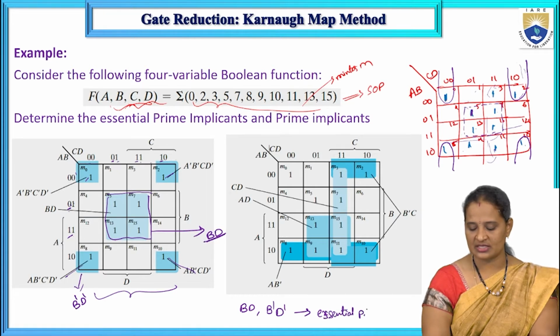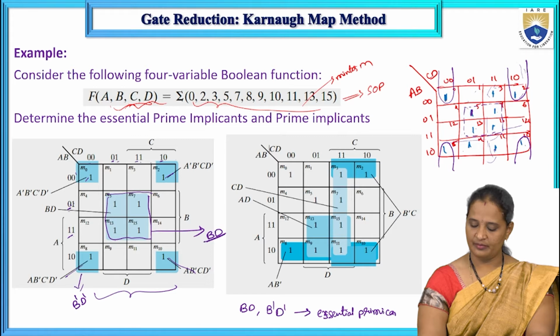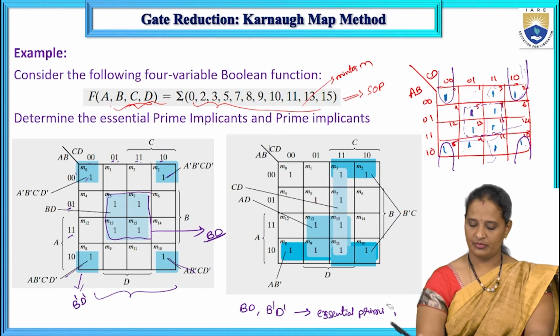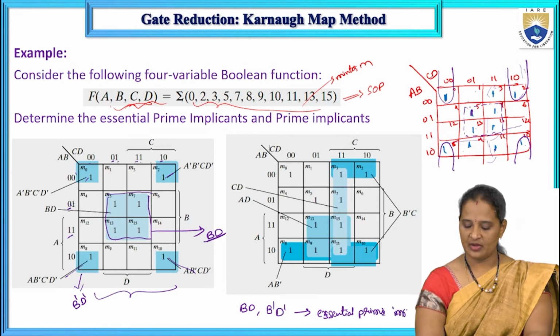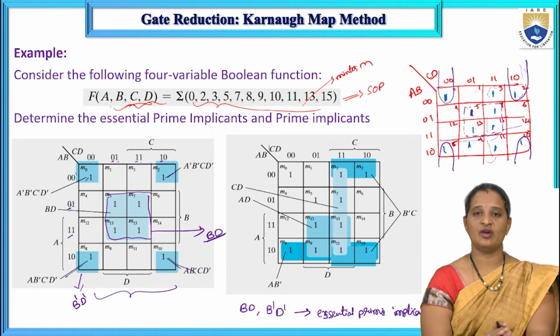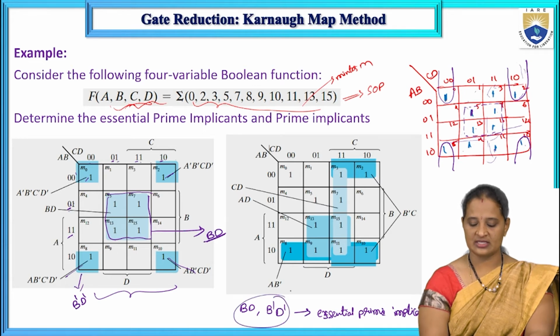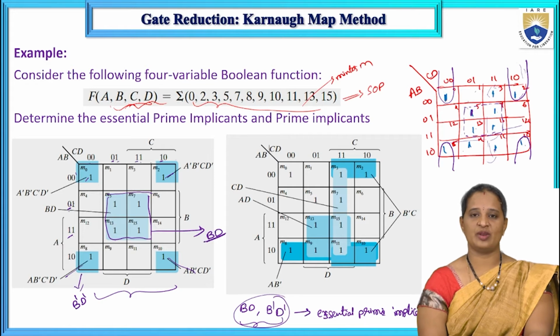Why are we calling these essential prime implicants? Because these groups only can cover M0 and M5, whereas the other groups cannot cover M0 and M5. That is why these are said to be essential. Essential means these are a part of the simplified Boolean expression. That means the simplified Boolean expression must consist of these 2 prime implicants.